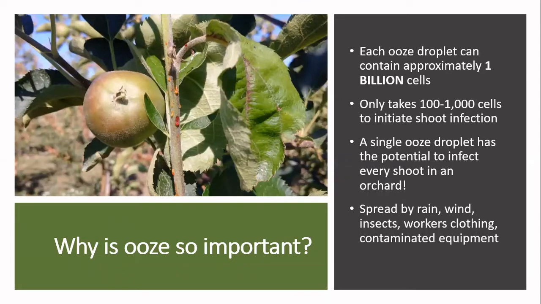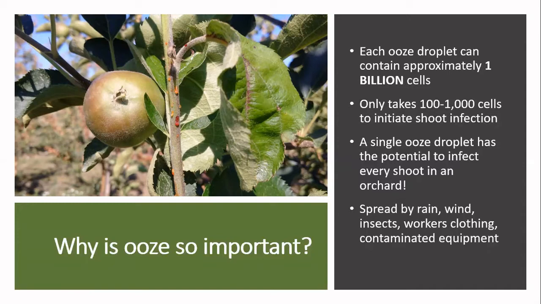So I've also mentioned ooze a couple of times, and I just wanted to bring up why this is so important. This has been work that's come out of Michigan State University, and they've looked at how much bacteria is actually within a single ooze droplet. And when I say a single ooze droplet, you can see from this picture, I'm meaning just those individual droplets. Each one of those droplets can contain approximately 1 billion cells. And to cause a fire blight infection will only take a couple hundred. So to think about a single ooze droplet, there's the potential there to infect every shoot in the orchard if these cells can be spread.